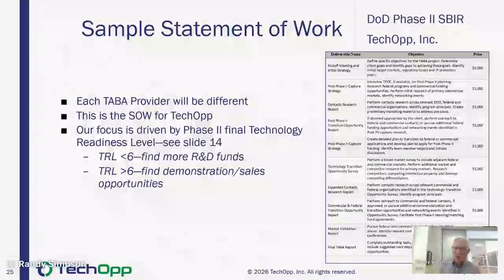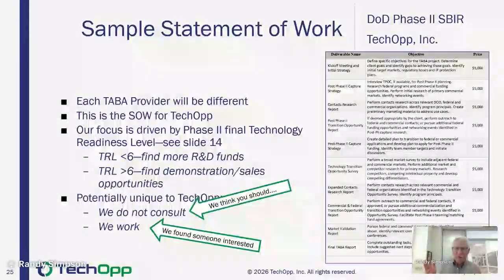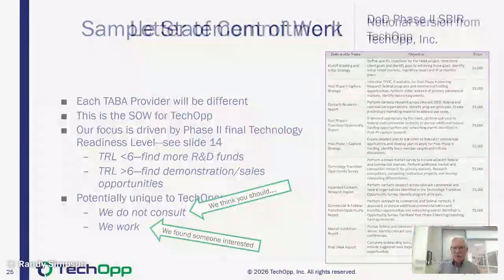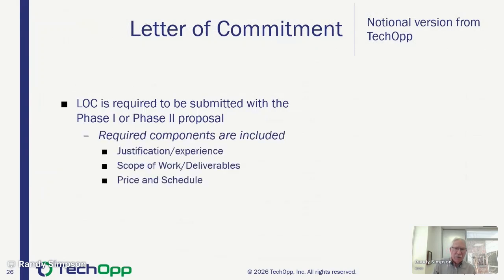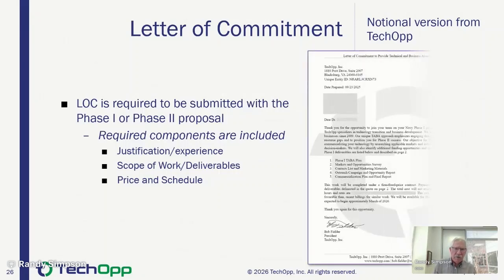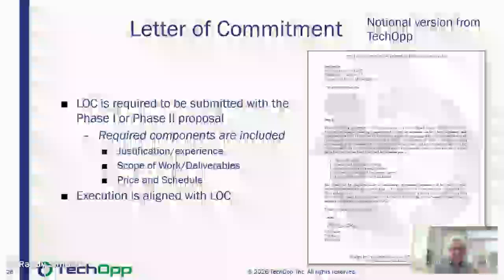TRL 6, you need more R&D funds. TRL greater than 6, you need to find demonstration and sales opportunities. Once again, we're not consulting. We're going to do the work for you in phase 2. You need to get a letter of commitment to put in your proposal. It's required to be submitted with the phase 1 or phase 2 proposal. The required components need to be there: justification, experience, scope of work, deliverables, price, and schedule. That's just a redacted sample of a statement of work that we've put out.